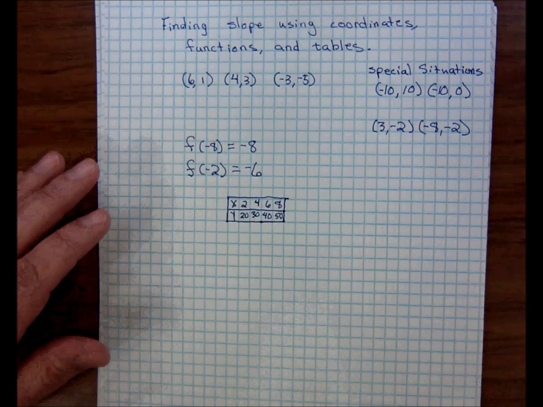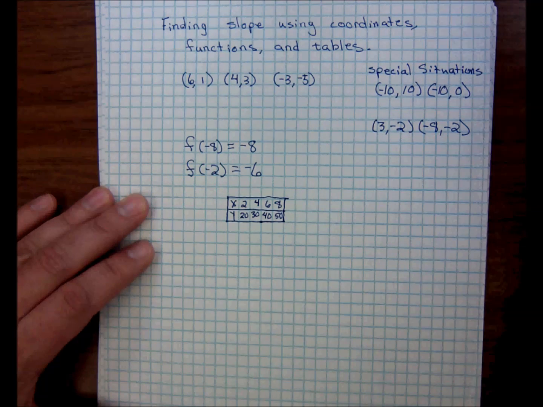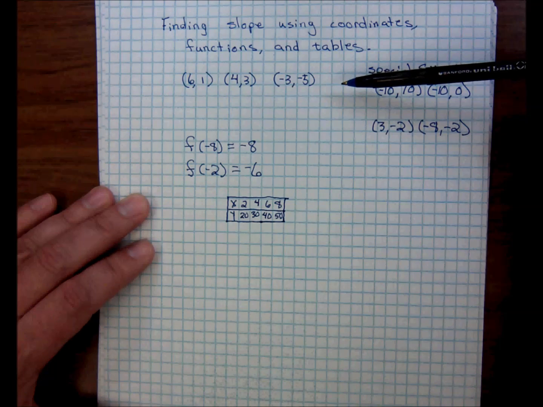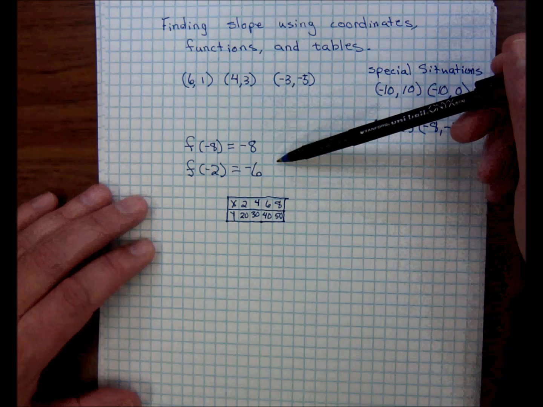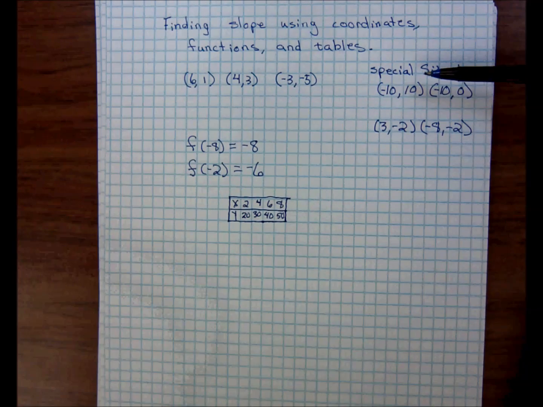Today we're going to go over 3 different situations on how to find slope. However, each of the 3 situations really are representing the same things. We're going to be finding slopes using coordinates, functions, and tables. We're also going to go over some special situations.